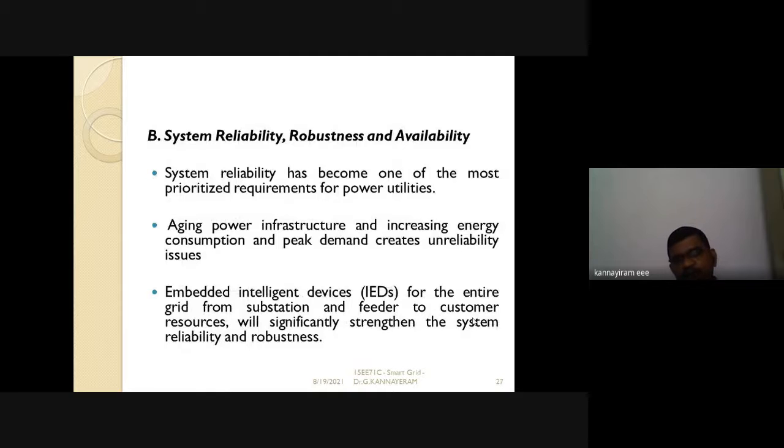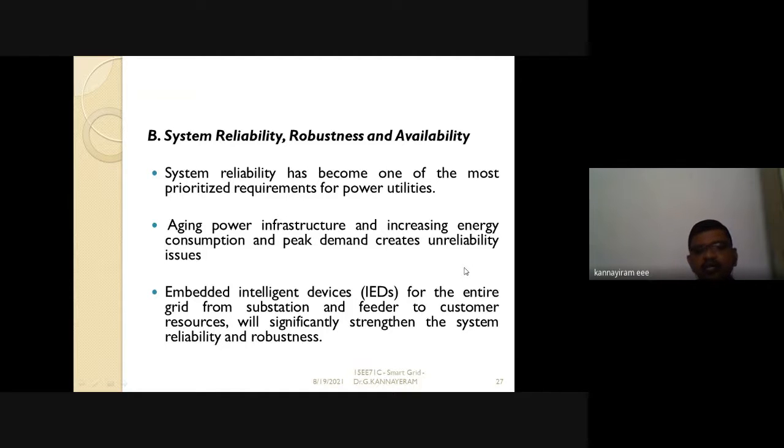System reliability, robustness, and availability: that is the second important requirement. System reliability becomes one of the most important requirements for power utilities, and we are giving more priority to it. Aging power infrastructure, increasing energy consumption, and peak demand create unreliability issues.